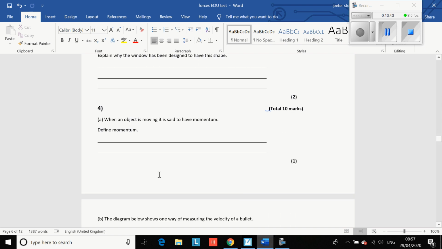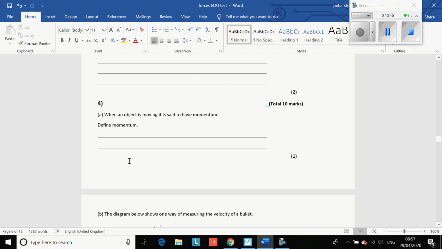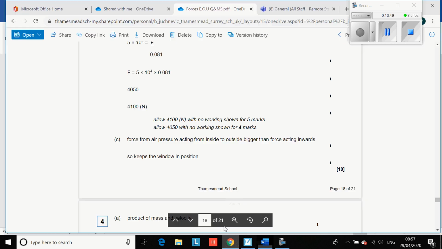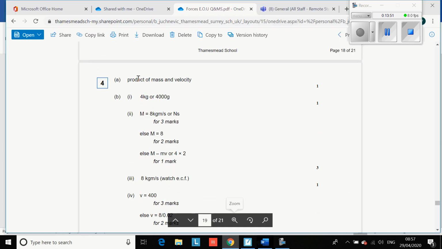Okay, next question. When an object is moving, it is said to have momentum. Define momentum. So the definition of momentum is a product of mass and velocity. That's essentially what it is.